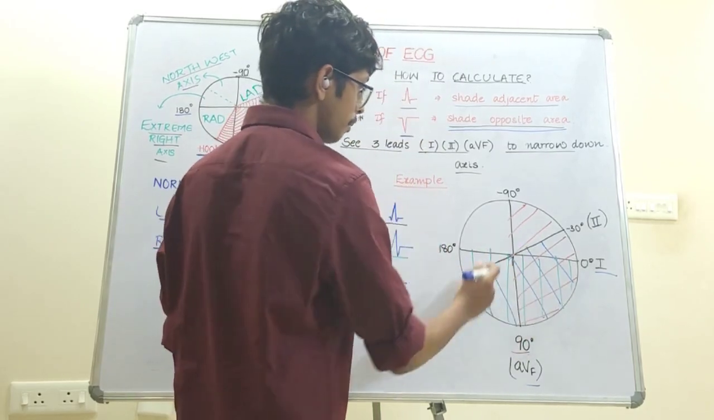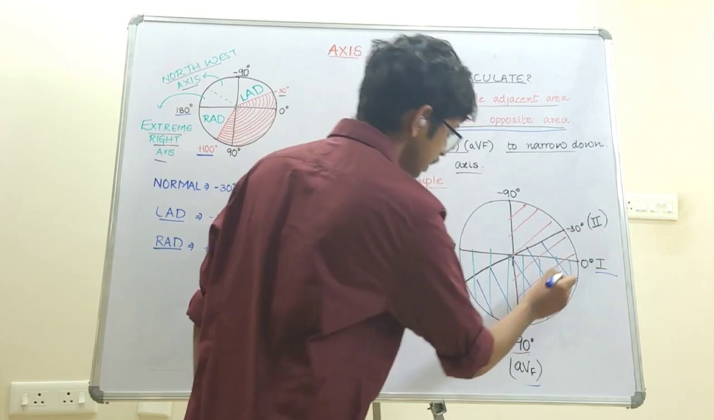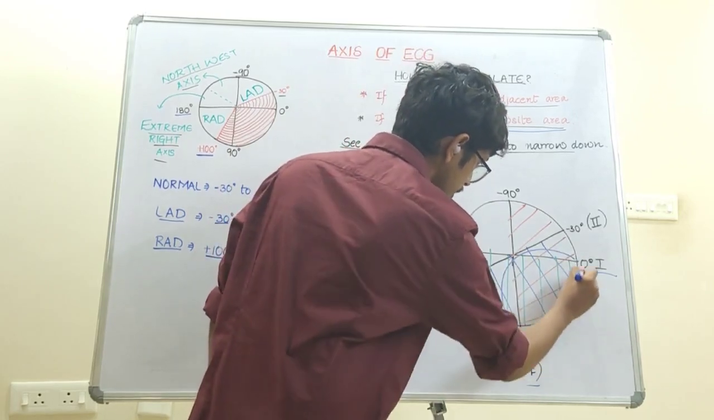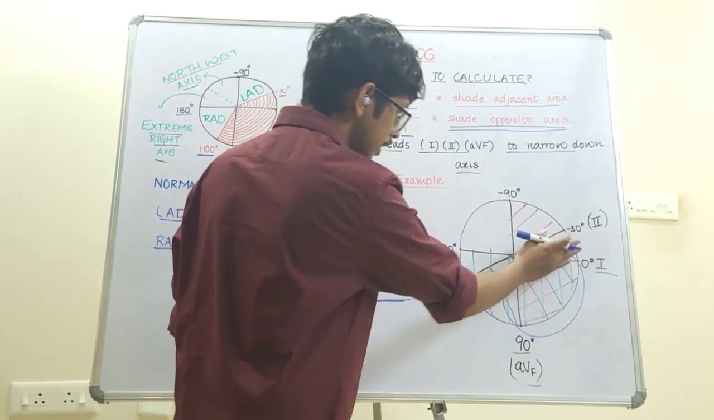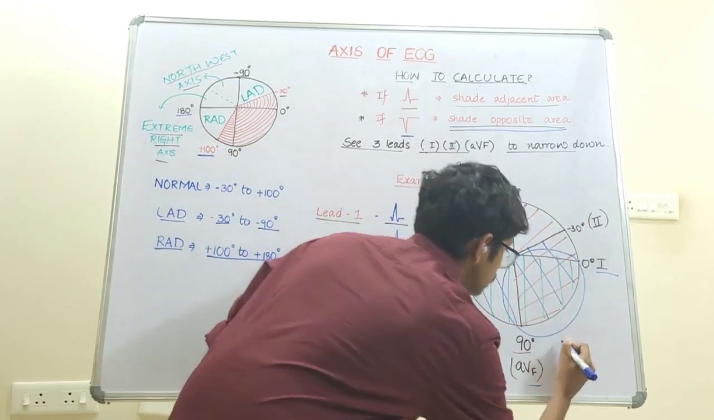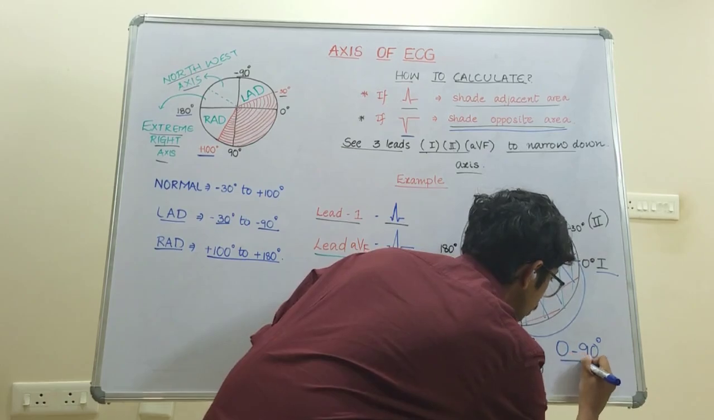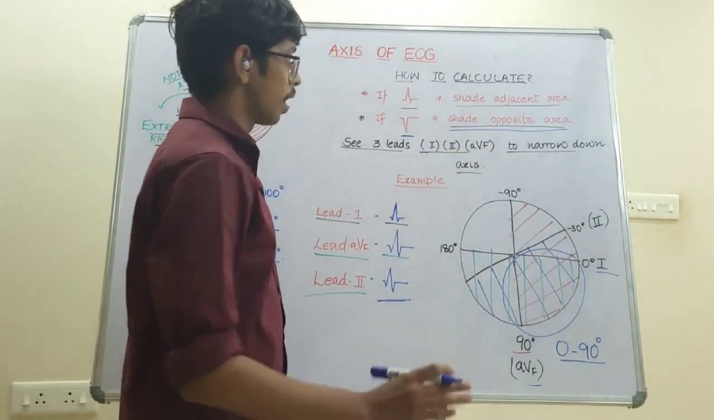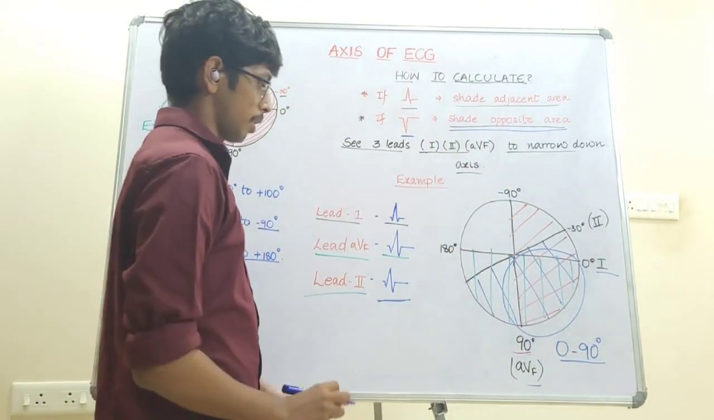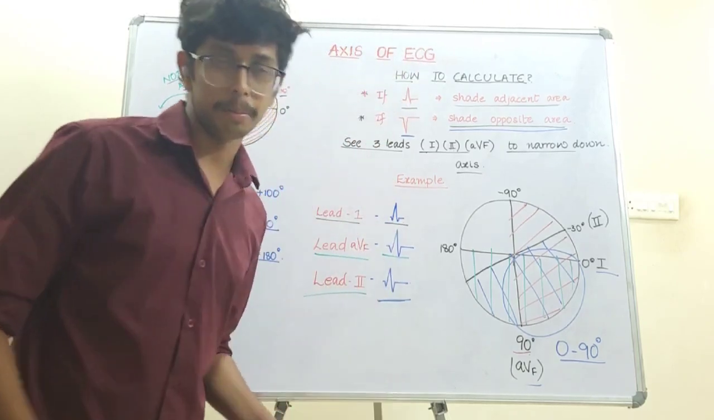Now what is common between these three axes is this area. So the axis of the ECG lies in this part, that is 0 to 90 degrees. If the axis is between 0 to 90 degrees, then it is normal. Minus 30 to minus 90 is normal. Now let me give you one more example.